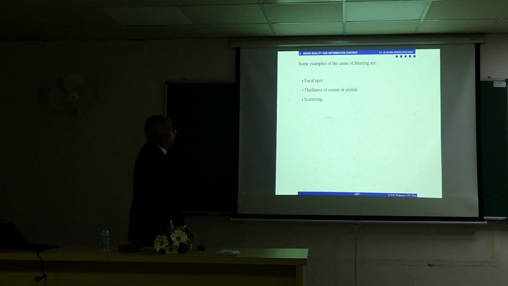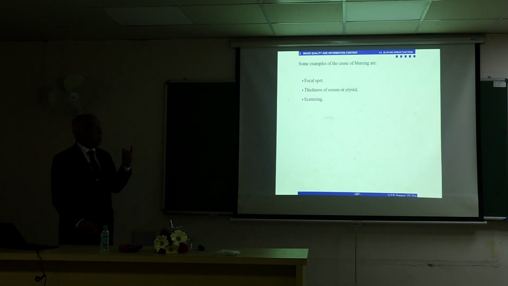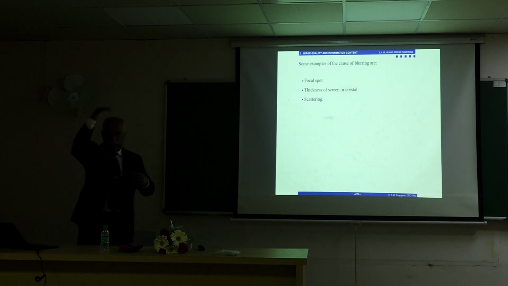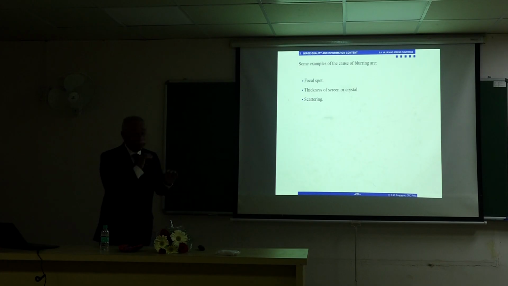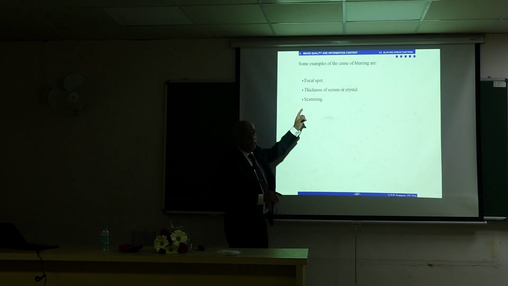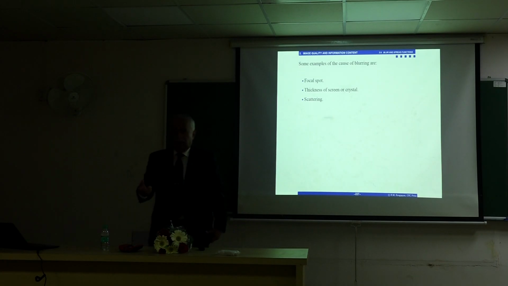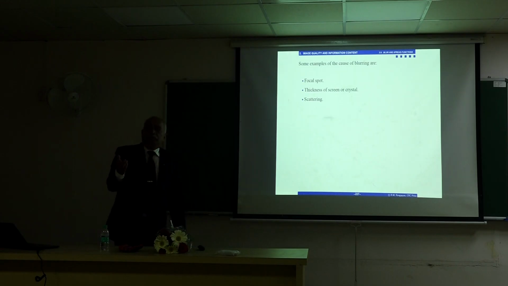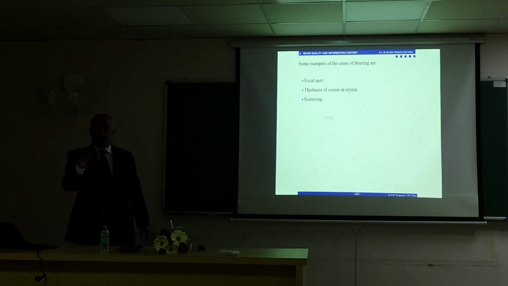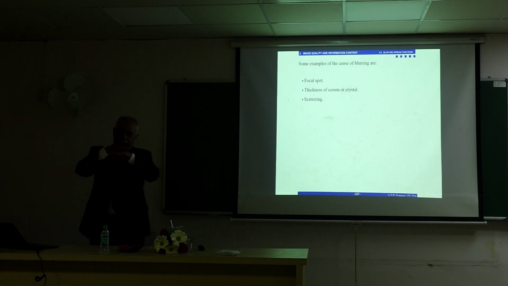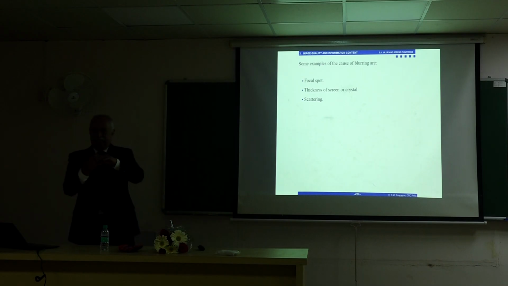Some causes of blurring are the focal spot in the X-ray tube, if you're talking about X-ray imaging, regardless of the detector. Thickness of screen or crystal in the detector. Solid state detectors also have a certain thickness. And if you're using a crystal to convert X-ray photons to light photons and then you image the light information using CCD, then that crystal will cause blurring.